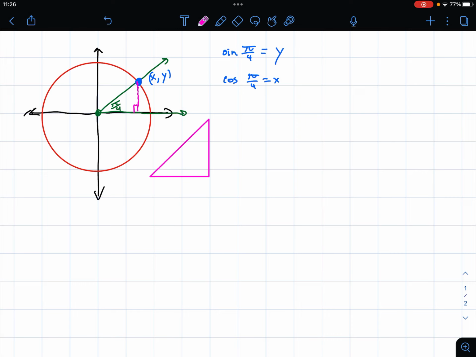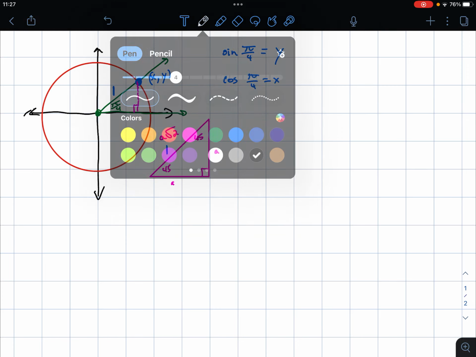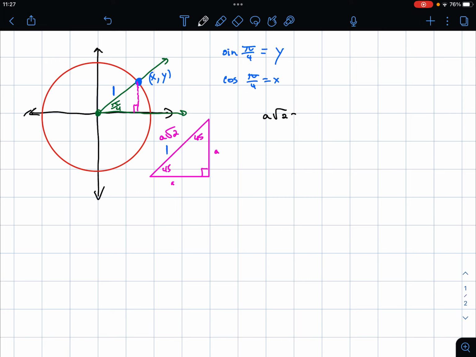And we know that in a special right triangle that is a 45, 45, 90, or pi over 4, and so on, we have side lengths in a ratio of a, a, and a root 2. So two side lengths are identical, and the hypotenuse then is that times root 2. But because this is the unit circle, our hypotenuse is 1. So a root 2 must equal 1. So we're going to say a square root 2 equals 1.